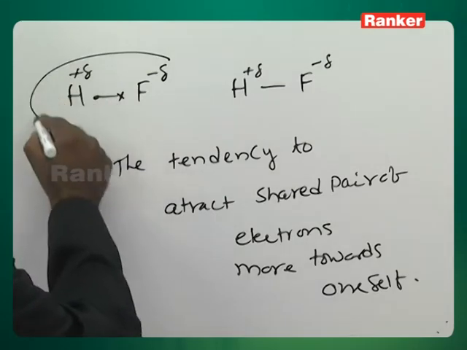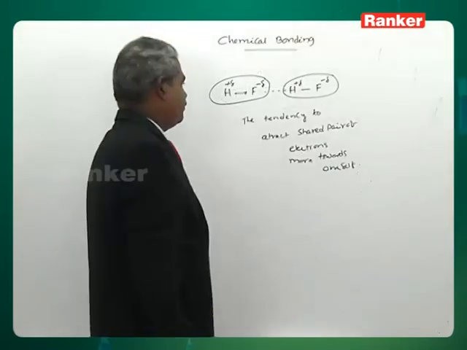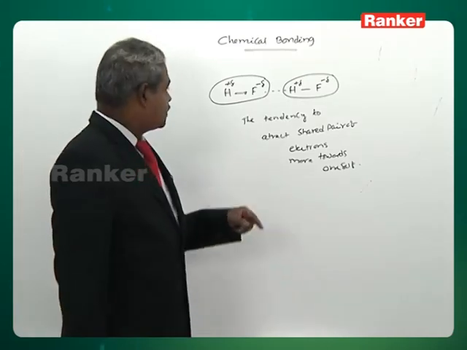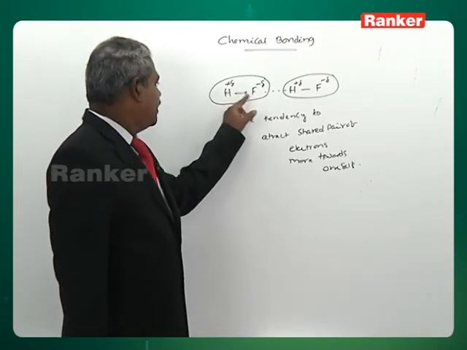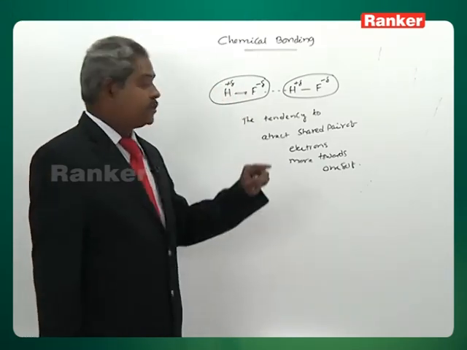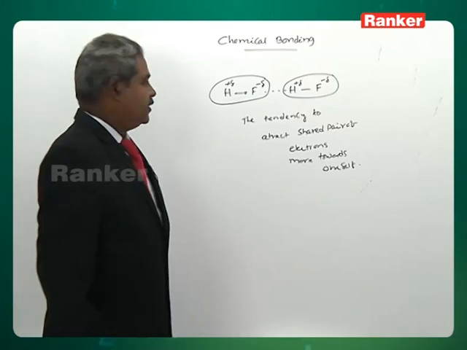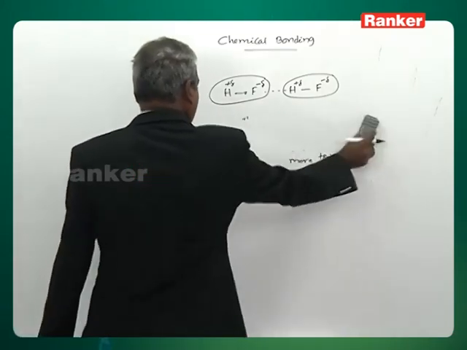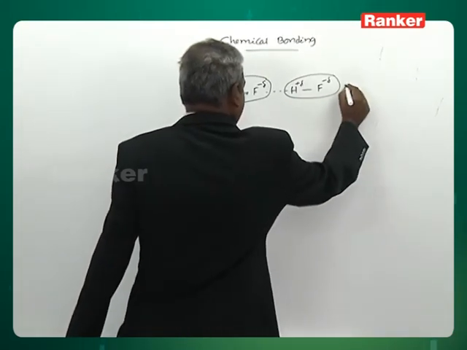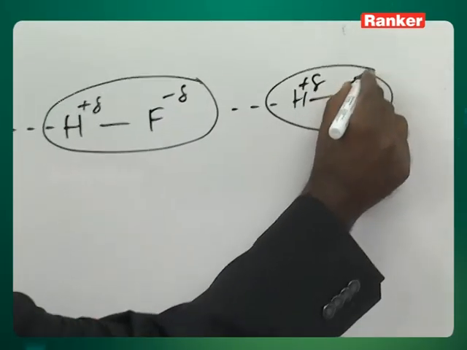So, between these 2 molecules, a strong force of attraction is developed. It is attraction between molecules. Until now we have been discussing attraction between atoms only, the bonds inside a molecule. Now we are discussing an attraction outside the molecule. This is called hydrogen bond. Because of hydrogen bond, molecules are strongly attracted. HF, HF, HF, there is a strong force of attraction between molecules of HF, plus delta, minus delta.